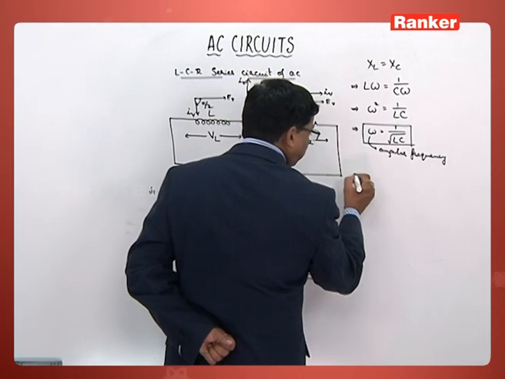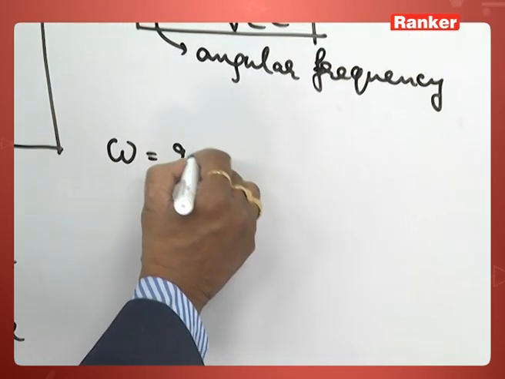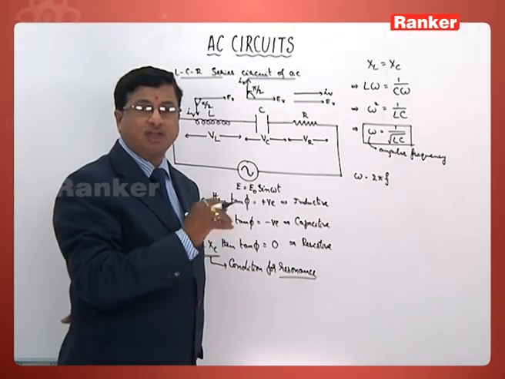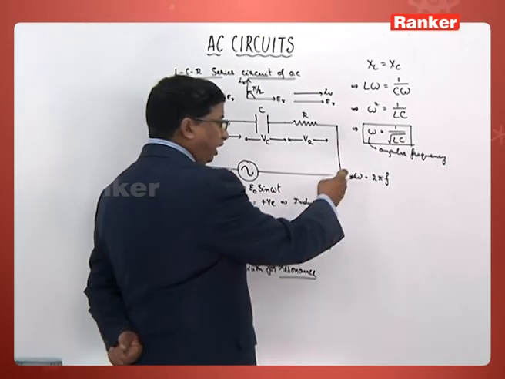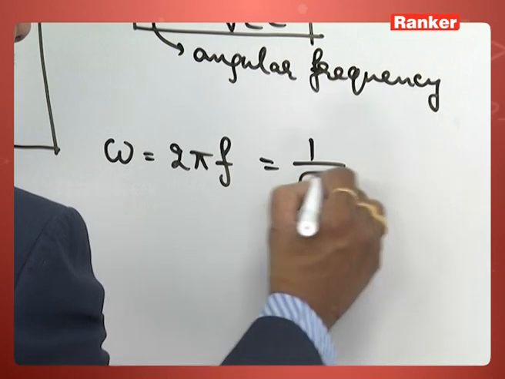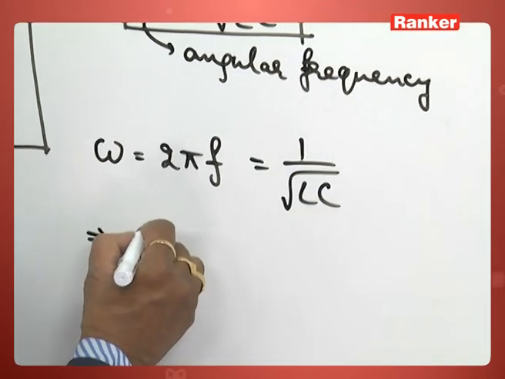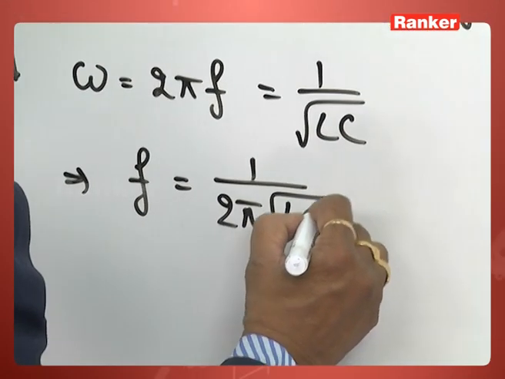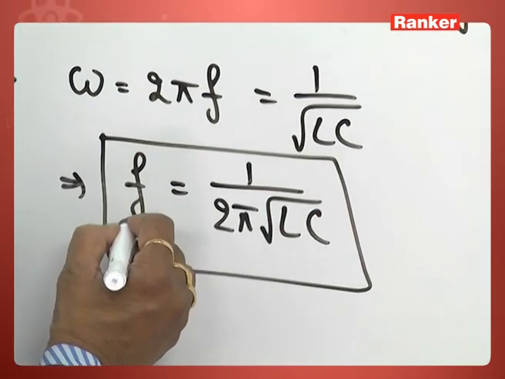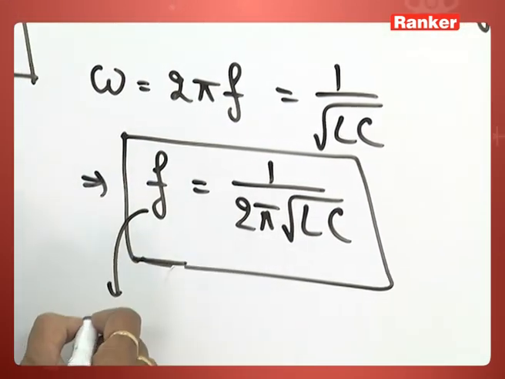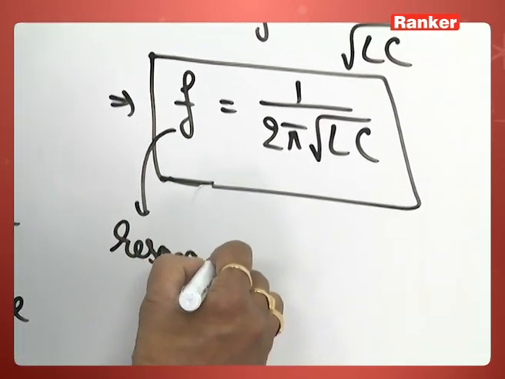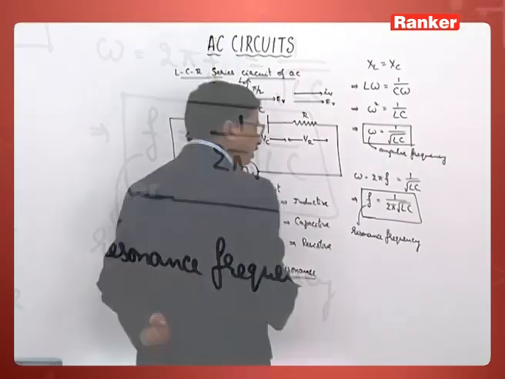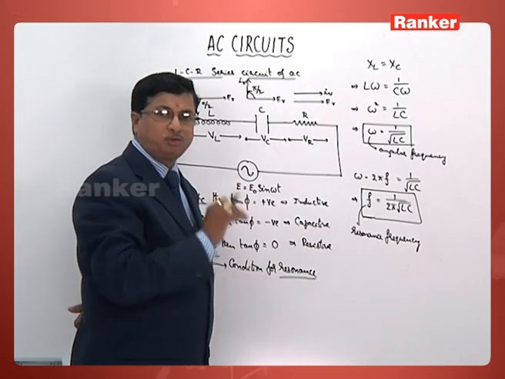The second aspect over here is omega can be written as 2 pi f. 2 pi times linear frequency is called angular frequency. So when we write 2 pi f is equal to 1 by root LC, then what can we write? Linear frequency is equal to 1 by 2 pi root LC. This is the frequency of resonance there. So this is what we call resonance frequency or resonating frequency in the case of an LCR circuit.